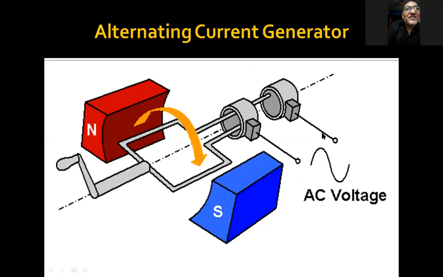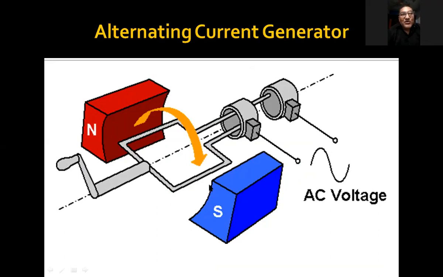Again, here you can see what happened here. We have a coil here, and that coil is mounted on an axle. And with this axle, we have a handle, and by my hand, I can rotate that handle. And when I rotate this handle, what will happen? This coil will also rotate.